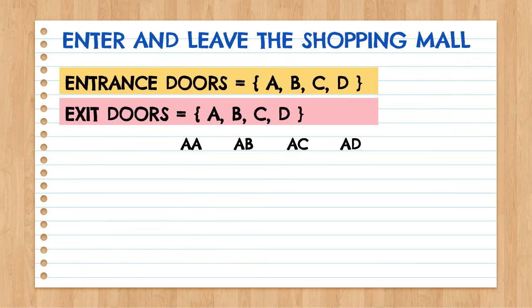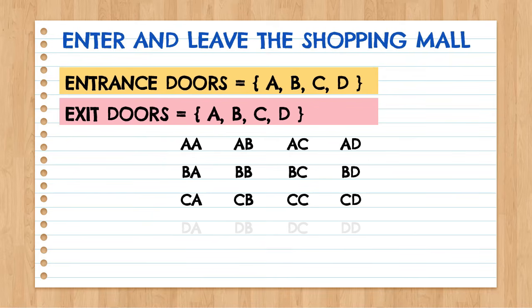Following the same procedure, partnering the entrance doors with the exit doors, listing them one by one, now we have door B and A, door B and B, door B and C, and last one, door B and D. Next, we have door C and A, door C and B, door C and C, and last one, door C and D. Lastly, for door D, we have door D and A, door D and B, door D and C, and last one, door D and D.